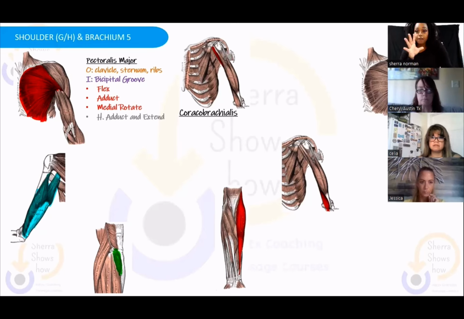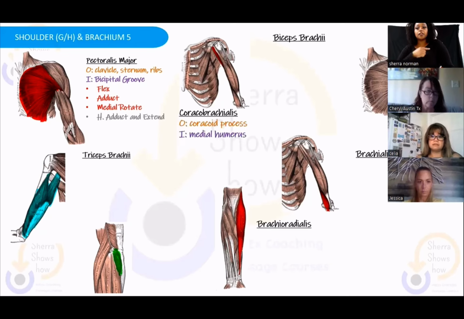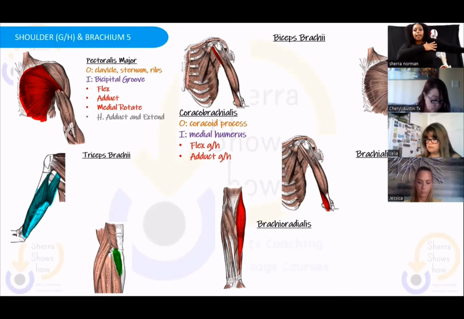Then you have coracobrachialis, our 5 brachium muscles. Coracobrachialis, biceps brachii, triceps brachii, brachialis, brachioradialis, okay? So coracobrachialis starts on the coracoid process and goes to the medial humerus. It tells you right in the name, coracoid brachium, coracobrachialis, okay? And it flexes and adducts the shoulder. It's going to pull into adduction, okay? It's below and on the inside, so it can pull into adduction.